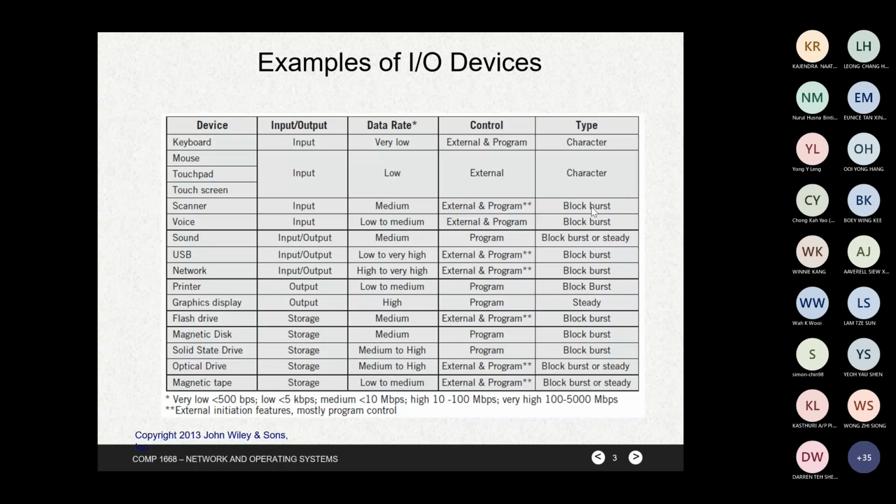But the scanner that we have today is very high end. You read the entire image as one image and transfer it as one block. Then we do have voice as input devices. For example, when you do voice recording using your phone or any device, it is also transmitted in a block, one block at a time.